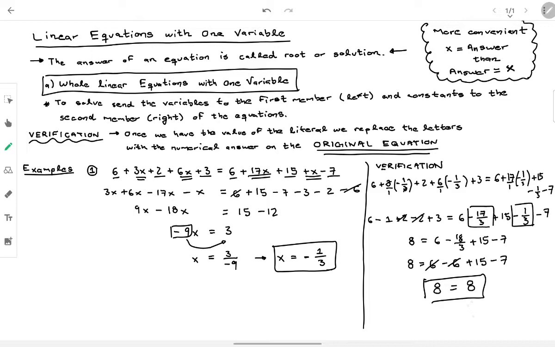8 equals to 8. So yes, now I have solved the equation, and I have also verified that my answer is the correct solution or correct root of that specific whole linear equation. I know that the verification process is maybe a little bit long, so sometimes we don't use to do the verification process, but if the teacher asks you to do the verification process, you will need to do it in the original equation as we do it on exercise 1. So let's see another example.